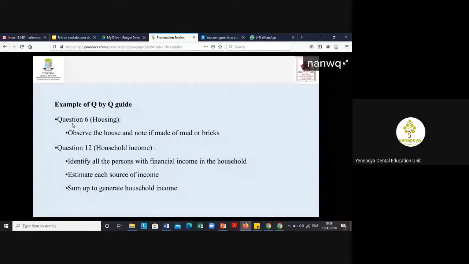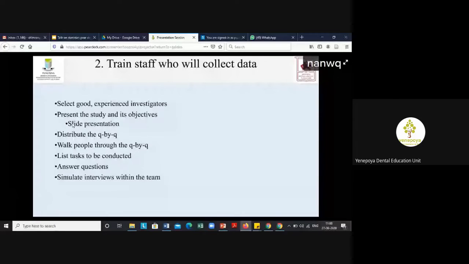So this information you should give prior to all the respondents. If you are administering by yourself, you also should know. Train the staff who will collect the data. Now I'm not expecting most of the postgraduates will go on their own. If you have a researcher who will be doing the research for you as a research assistant, you train him very well in advance. Select a good and experienced investigator.